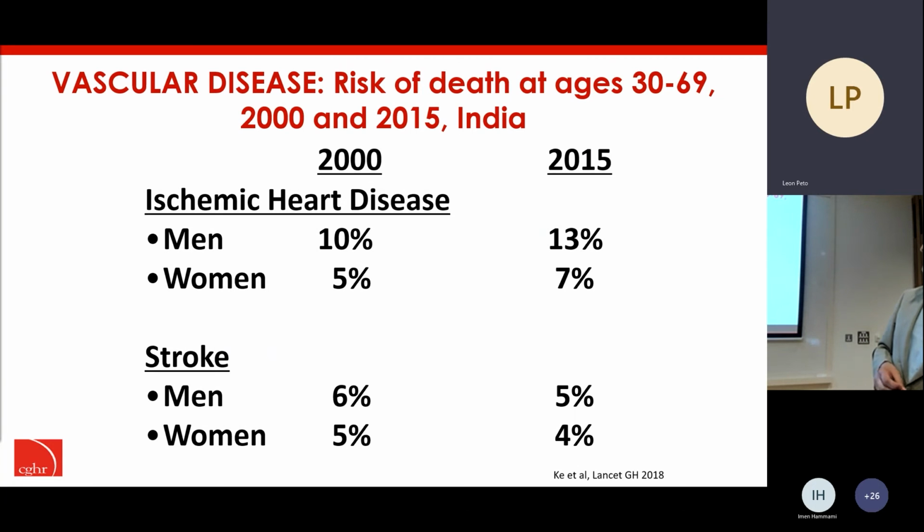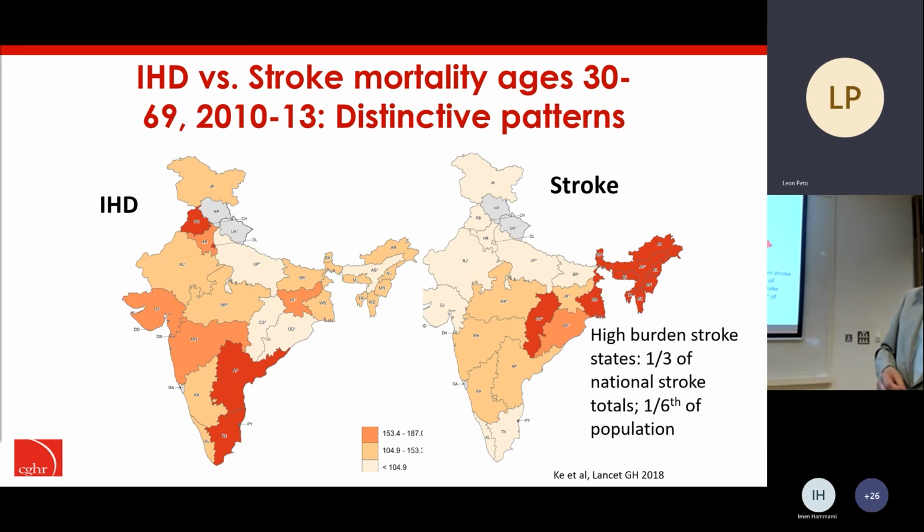And in contrast to most other parts of the world, the risks of ischemic heart disease have actually increased. The risk of death has increased from 10 to 13% over this 15-year period, and 5 to 7% in women. Stroke risks have come down, but only modestly. And there's a unique geographic pattern, which again is not fully explained. Ischemic heart disease tends to be concentrated in the north, in places like Punjab and Haryana, but also heavily in the south. Stroke has this unusual pattern of being quite common in eastern India, abutting Burma and the Chinese border. And from the verbal autopsies, we're not able to determine whether these are hemorrhagic strokes versus ischemic strokes.